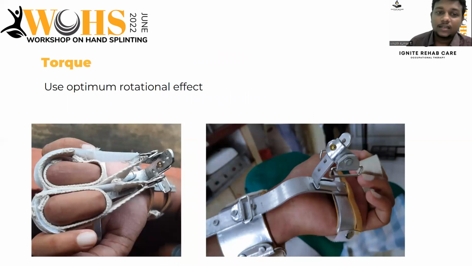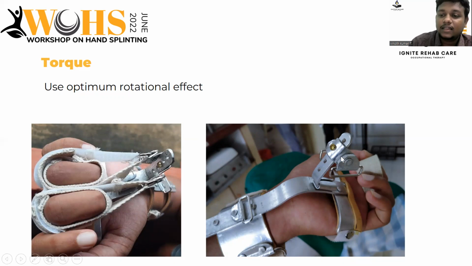Okay, torque. If you don't follow this principle, you end up in a very chaotic situation, because using the optimal rotational effect will help you a lot if you follow it well. If you don't follow how to provide torque, it will cause problems. You can see this is the flexion outrigger splint, one such example.